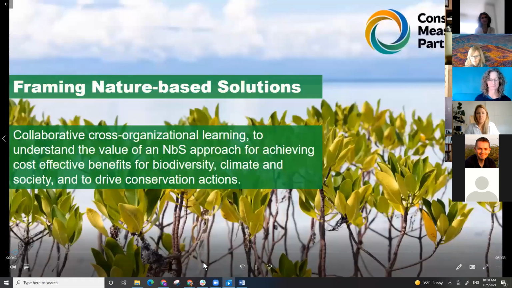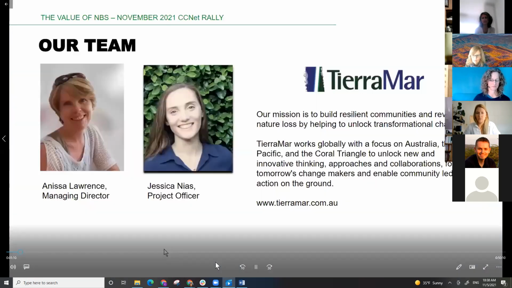Looking after the nature-based solution initiative for CMP, and so we thought it would be good just to give you a bit of an overview of what's happening in this initiative and where it's up to at the moment. And it's really about understanding the value of nature-based solutions for achieving cost-effective benefits for biodiversity, climate, and people to drive conservation action. So I'll go into a little bit about what we're doing now.